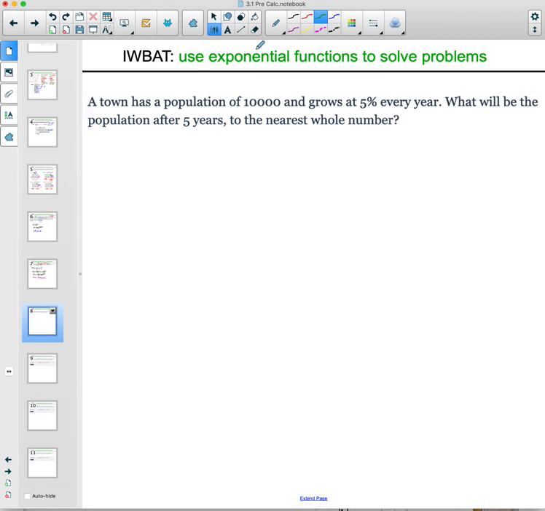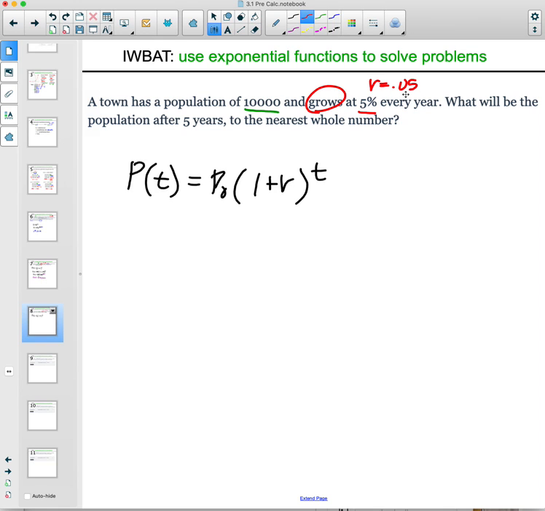Okay, then the next one, a town has a population. So we're going to have this same starting equation. It has an initial population of 10,000 and grows at 5% every year. So growth of 5%. Remember, as a decimal, 5% is 0.05. What will the population be after 5 years to the nearest whole number?